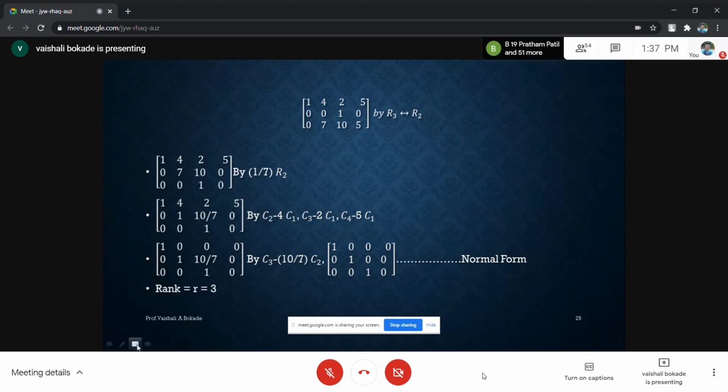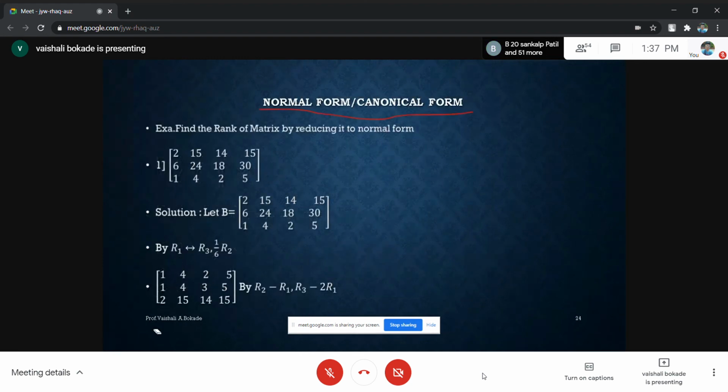Did I make a mistake or not? I have to check my previous slide. In this R2, not all the entries are identical. I'm sorry, in R2 this entry is 3. So if I'm going for R2 minus R1, except this element, other entries are identical. That's why I'm just going for R1.